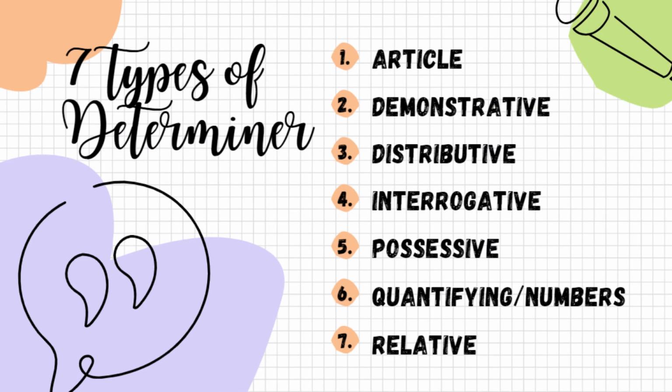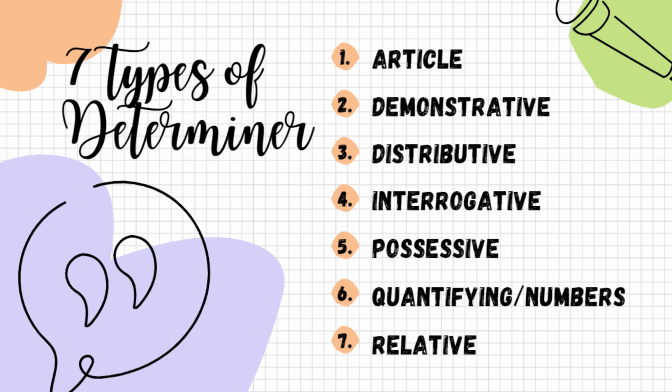Again, the 7 types of determiner. First, article. Articles are words that come before a noun to specify whether it is definite, specific, or indefinite, general. Second, demonstrative. These determiners point to specific nouns, indicating their location or proximity. Third, distributive determiner. It refers to individual members of a group, emphasizing their separate existence.